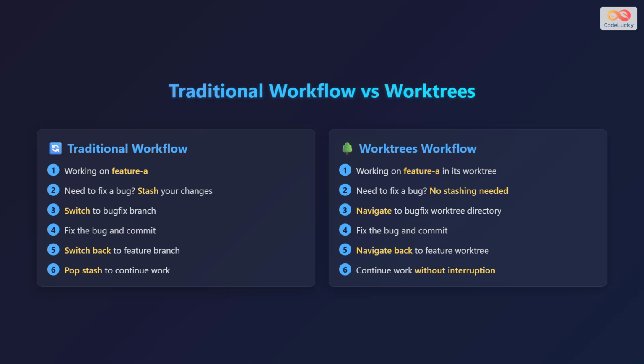Now let's see how worktrees simplify this. With worktrees, if you're working on feature A in its own worktree, and you need to fix a bug, there's no need to stash anything. First, simply navigate to the bug fix worktree directory. Second, fix the bug and commit. Finally, navigate back to your feature worktree, and you can continue working without any interruption. Worktrees streamline your workflow, making it more efficient and less error-prone.